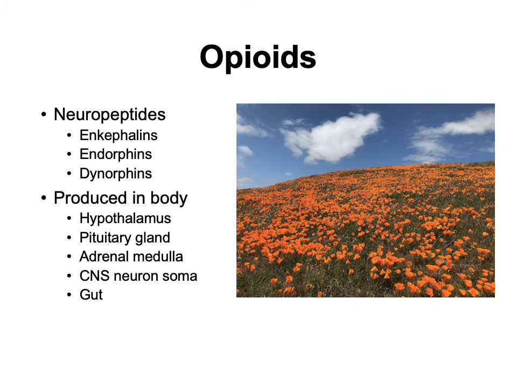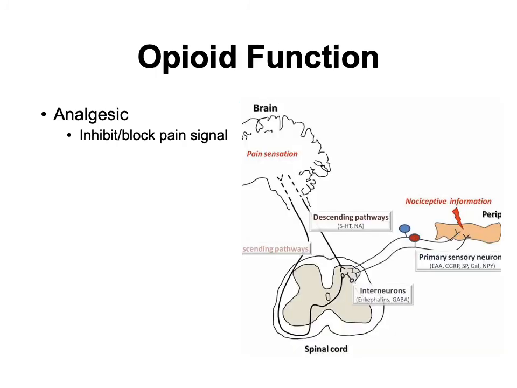Opioids are next. They're neuropeptides, meaning they're pretty large, and they are produced in the cell body and have to transport to the axon terminal via anterograde transport. You have enkephalins, endorphins, and dynorphins. They are produced in the hypothalamus, the pituitary gland, the adrenal medulla, the CNS neuron soma, which I just mentioned, and in the gut. The primary function of opiate neurotransmitters or neuropeptides is analgesic. Their primary function is to block the pain signals.